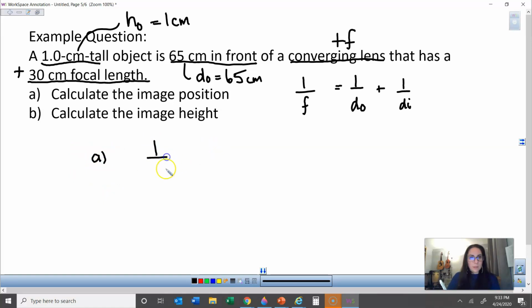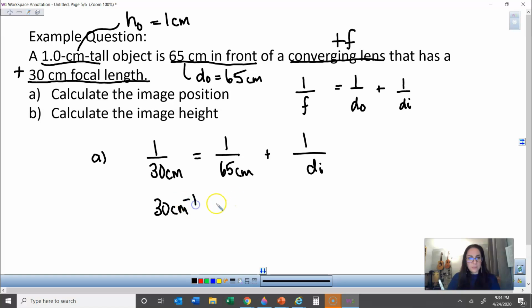So it's 1 over 30, positive because it's a positive converging lens, equals 1/do plus 1/di. So di is what we're solving for. So that's the setup. Now, because of the inverting stuff, I like to use my technique. I basically write it like this. I do the inverse of this instead of doing the 1 over, because things just get ugly real quick.